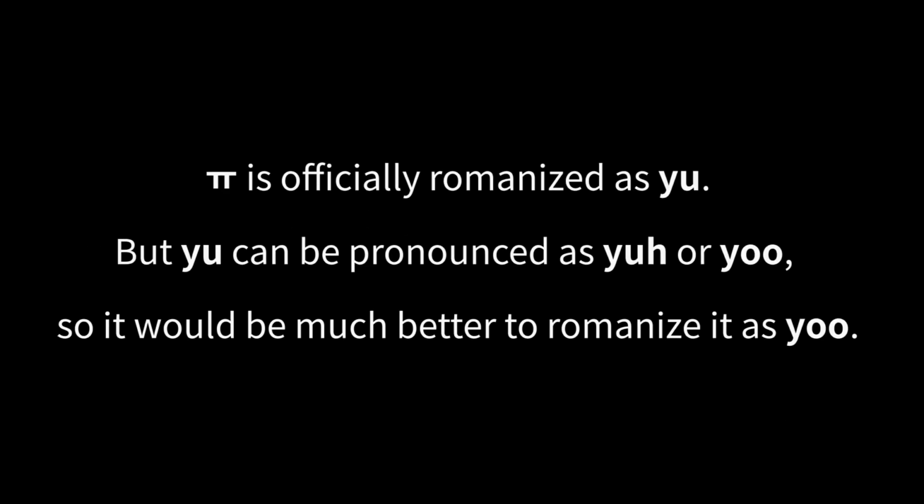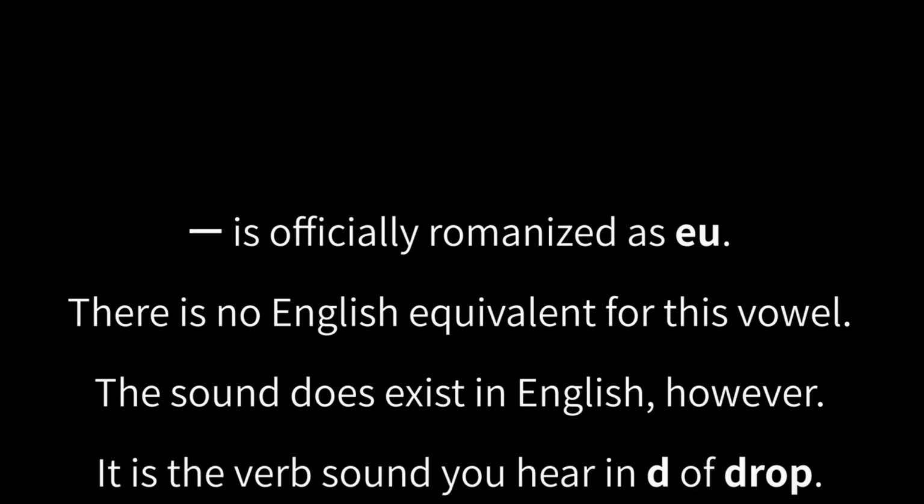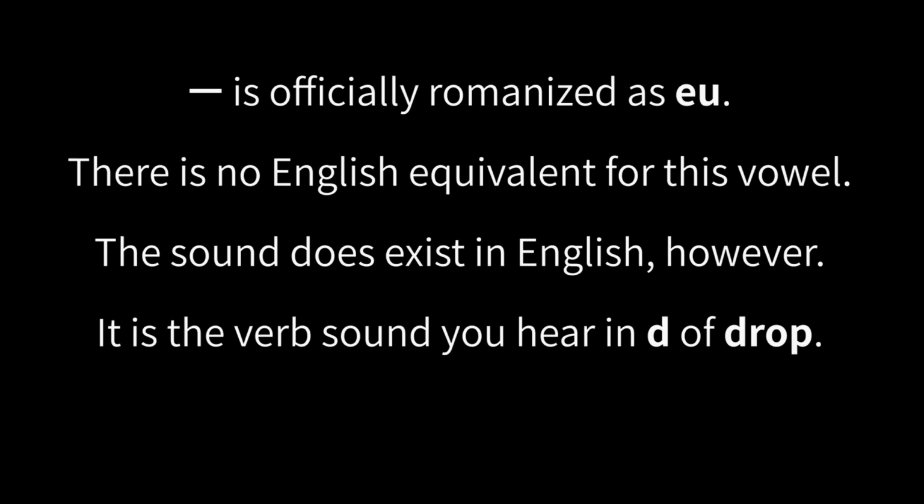U is officially romanized as YU. But YU can be pronounced as ya or U, so it would be much better to romanize it as YOO, U. U is officially romanized as EU. Unfortunately, there is no English equivalent for this vowel. The sound does exist in English, however. It is the verb sound that you hear in D of the word drop. Drop. It's not drop, it's drop, right?